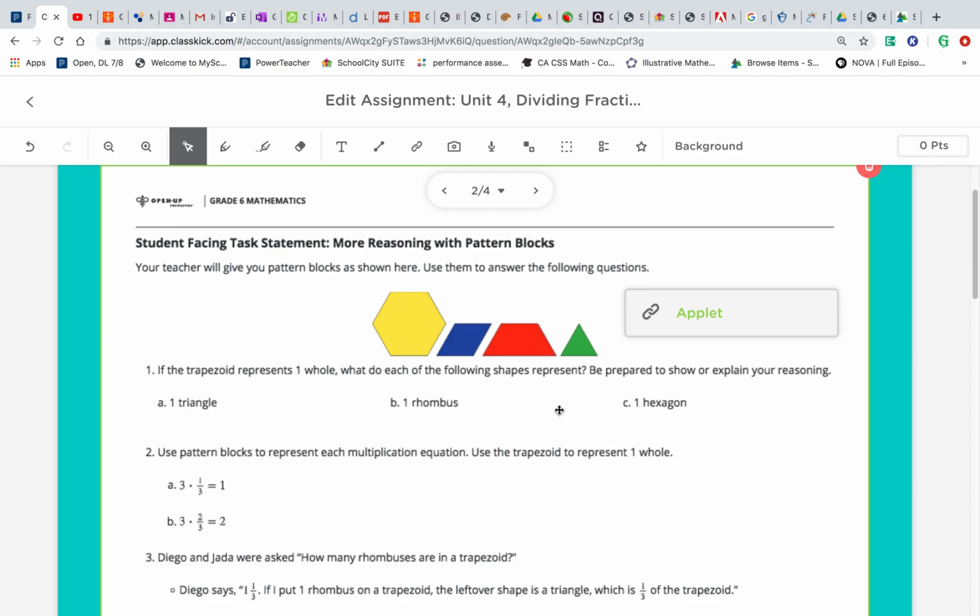And we want to be able to explain our reasoning. So what I've done is I've put in a link to the applet again, so we can play around and make sense of the shapes. So here they want us to find what one triangle represents as compared to the one whole that is a trapezoid, right? Not the hexagon of yesterday. So we're going to select a trapezoid, and then we're going to fit triangles into it and see how many we have. So here we go.